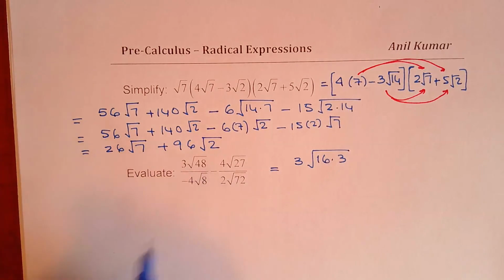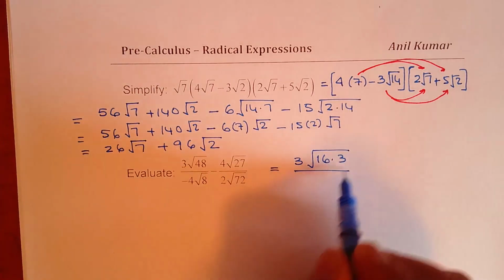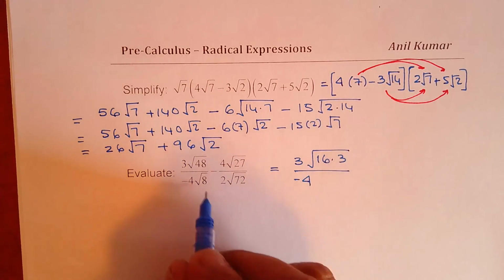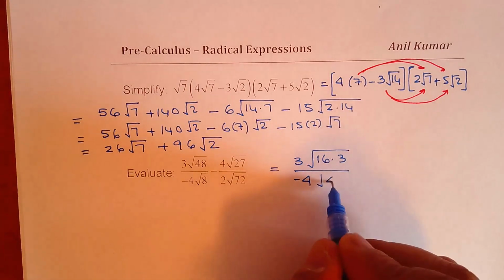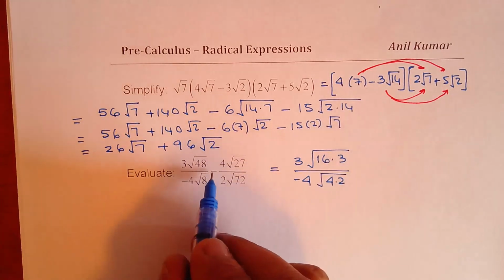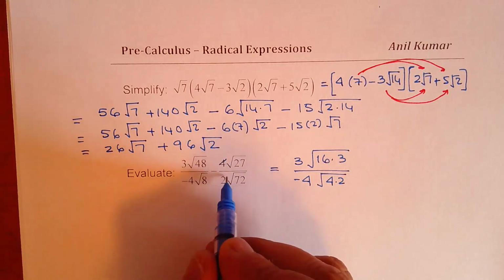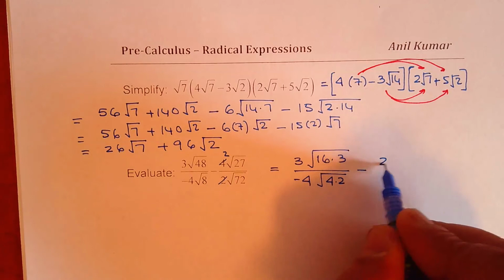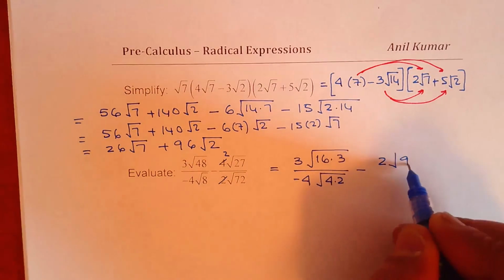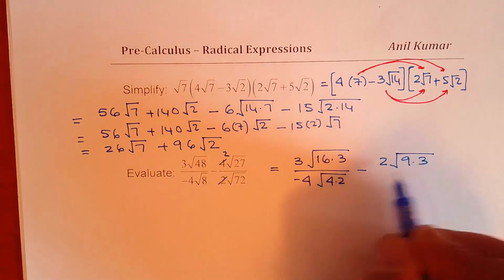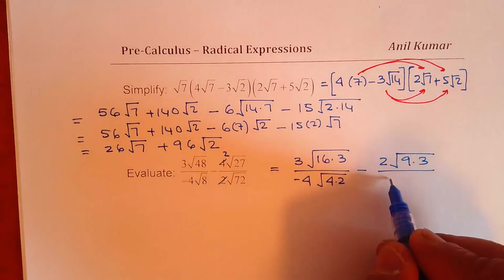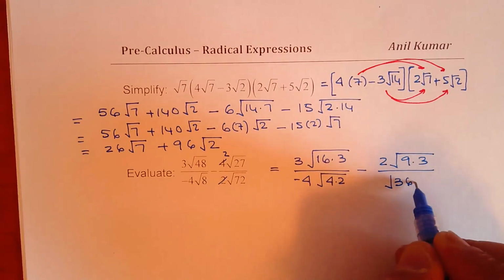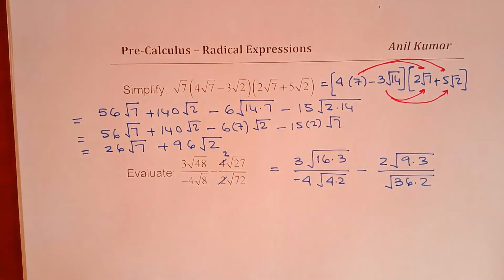Now denominator is minus 4. 8 could be written as 4 times 2. Minus 4 and 2, you could simplify, write 2 here. So we get minus 2 times square root of 9 times 3, that is 27. And denominator 72 could be written as 36 times 2. So that is the strategy.